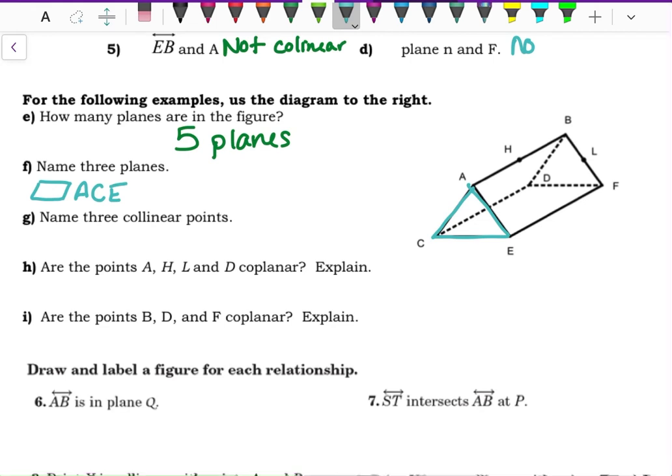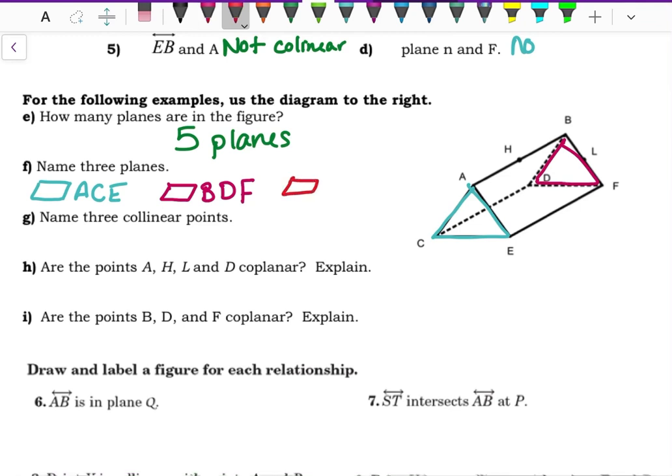And again, that order doesn't matter as long as you have those 3 letters. Then we have another plane. Let's name the back one. That we can name using B, D, and F. You could also do BDL or LDB or FDL or however.